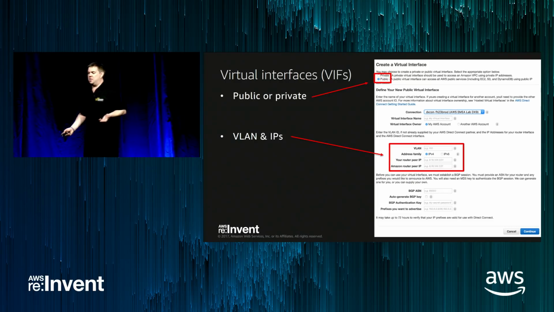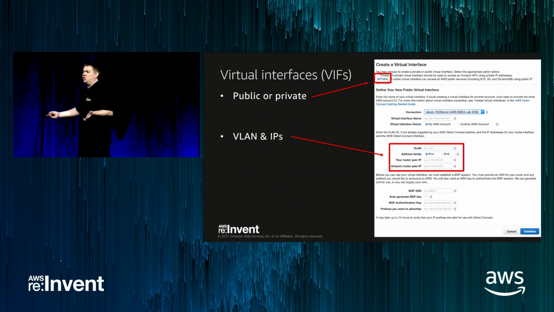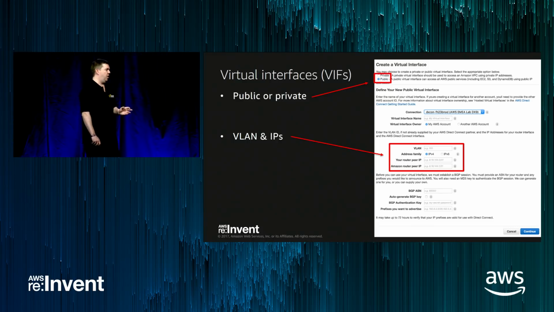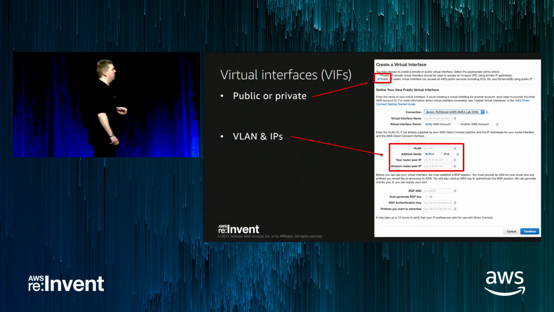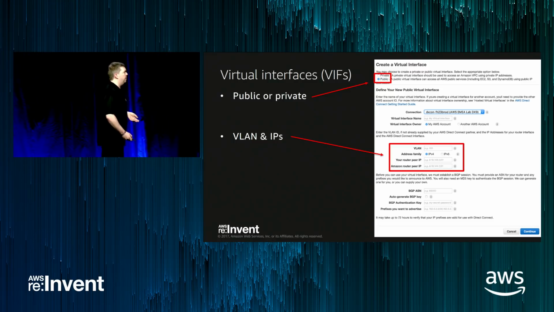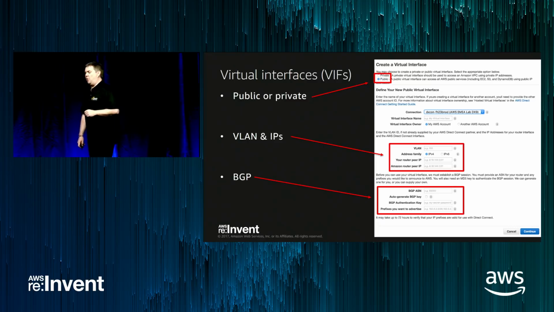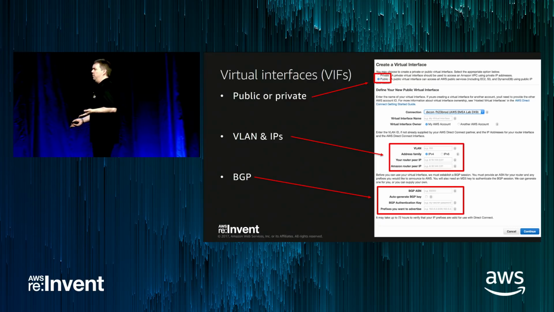We're going to have to define some IP addresses, one for each end of the BGP session. So in this example, this is public, so we have to define the IP addresses because for the peering session, we need to be using public IPs. For a private virtual interface, you'll see it's slightly different. And finally, at the bottom of the screen, we have the BGP configuration parameters.